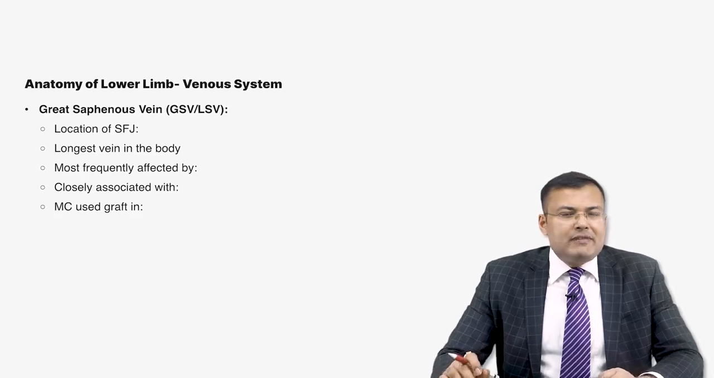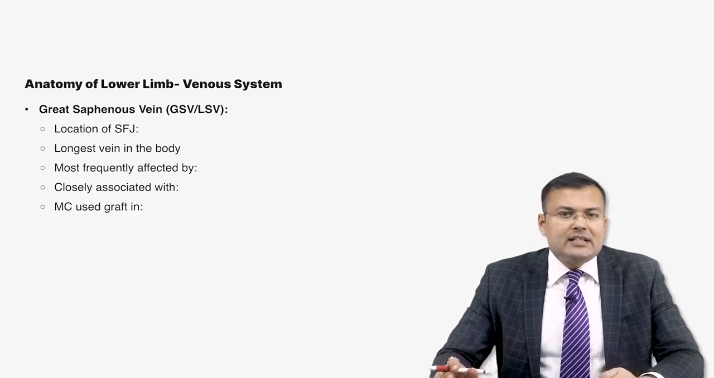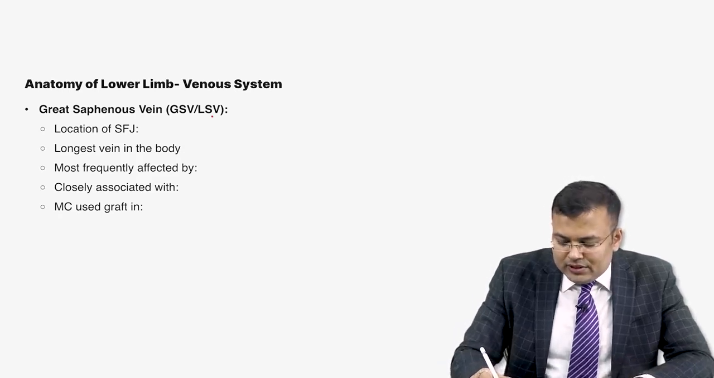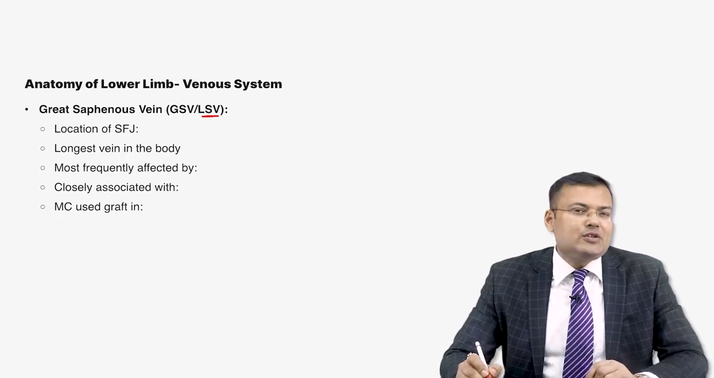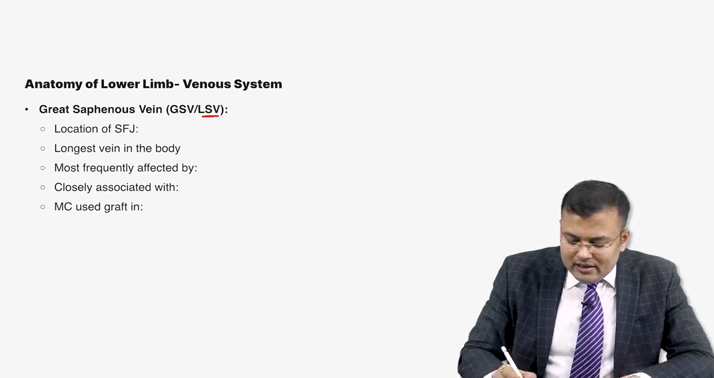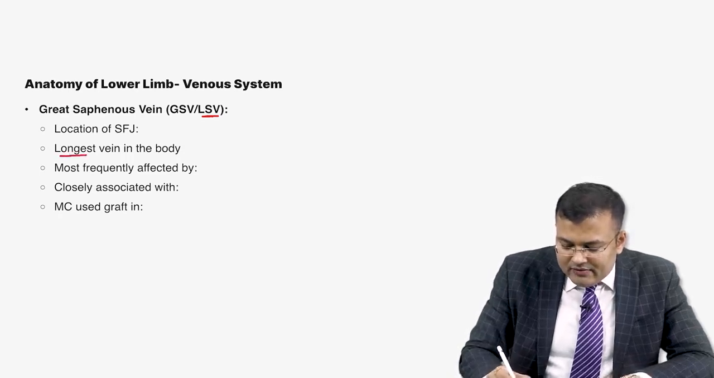Now see the superficial veins. The most important veins are obviously the great saphenous vein and the short saphenous vein. The great saphenous vein is also known as the long saphenous vein. Can you tell me why? Because it is very, very long, and it is the longest vein of the body.